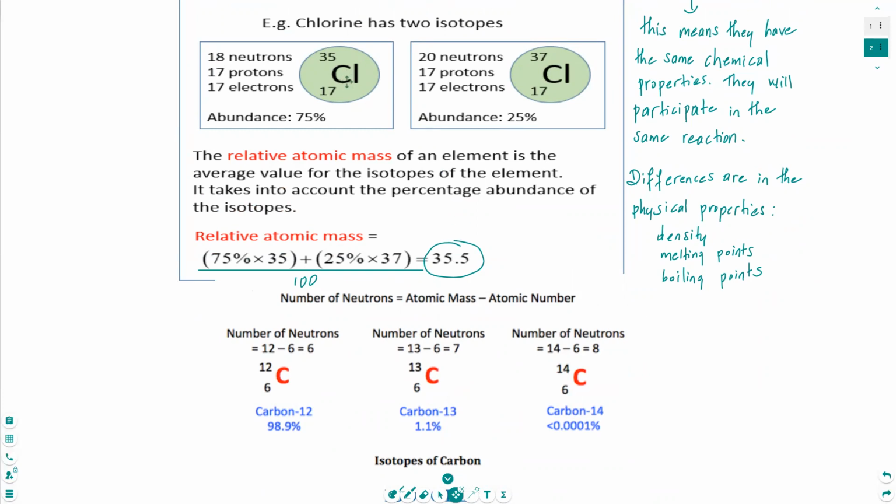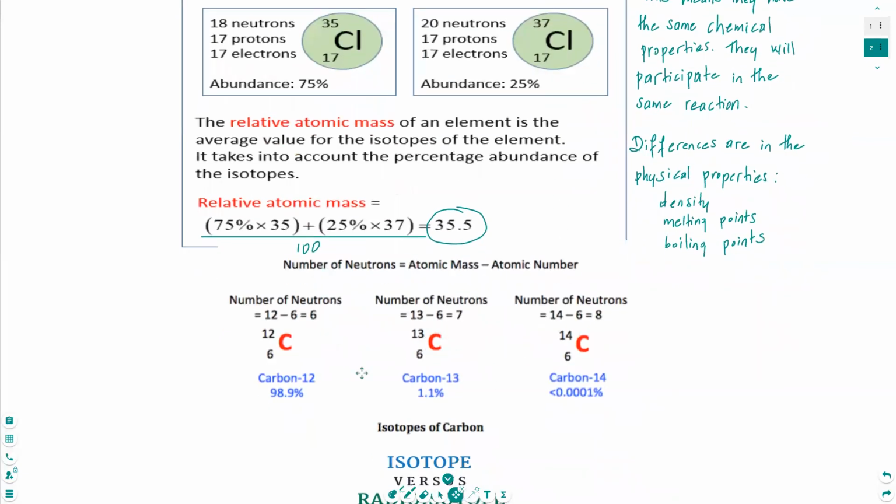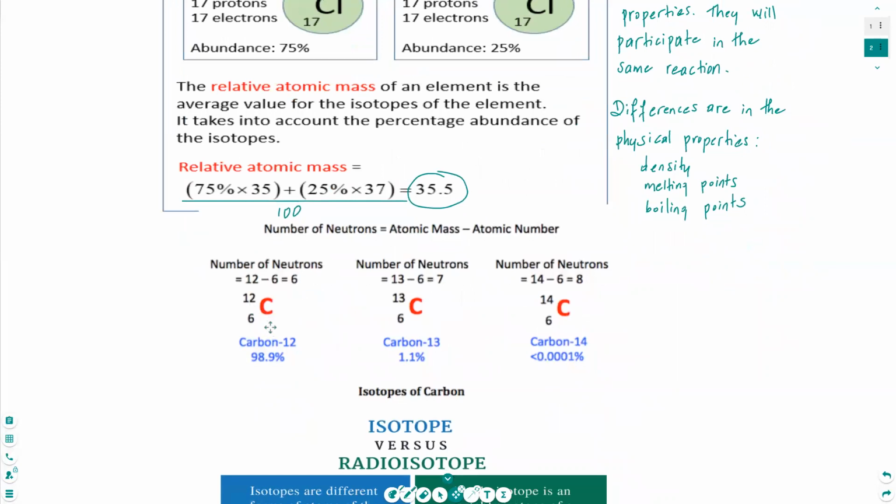For example, look at this example here. Chlorine has two isotopes, chlorine 35 and chlorine 37. When we did our calculation, the relative atomic mass comes out to 35.55. That is closer to this mass number here. So because this was more abundant, then the relative atomic mass will come out closer to that number than the 37, right?